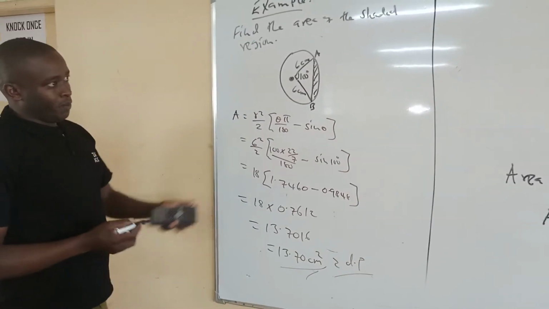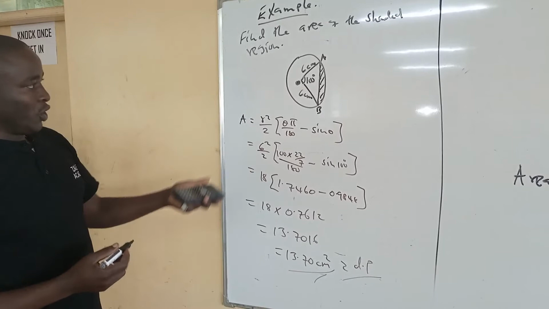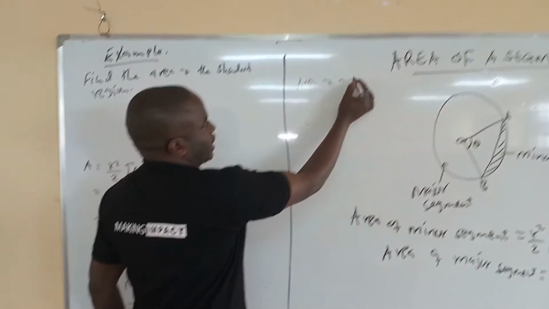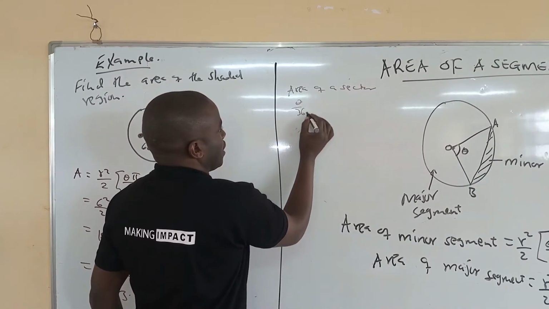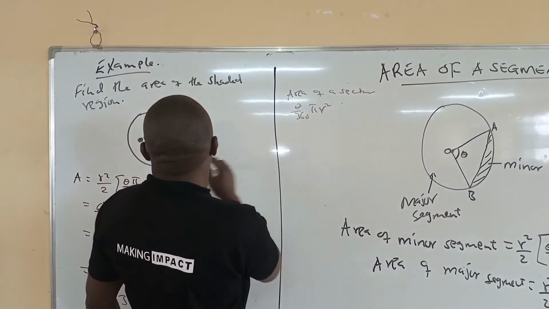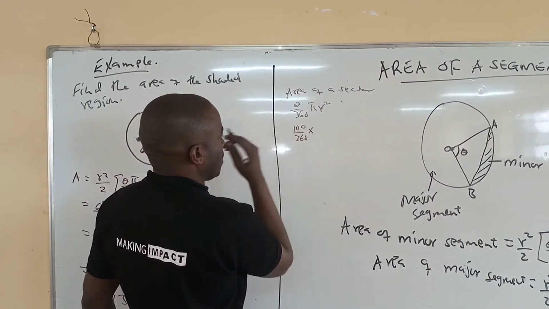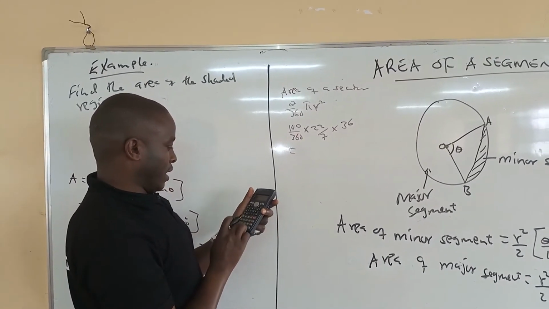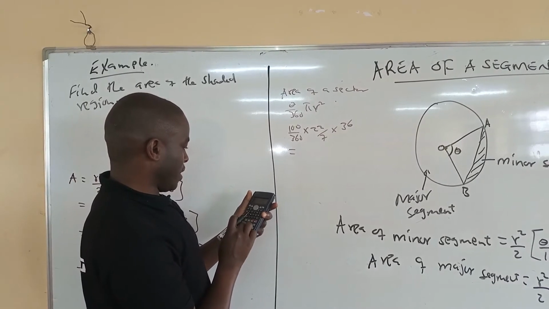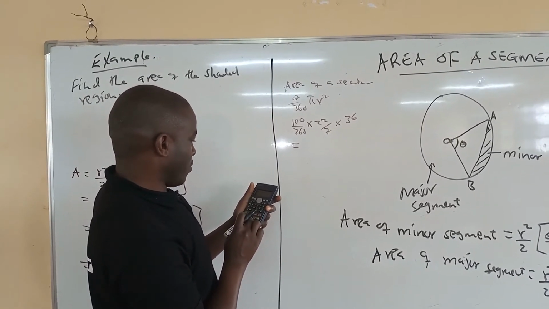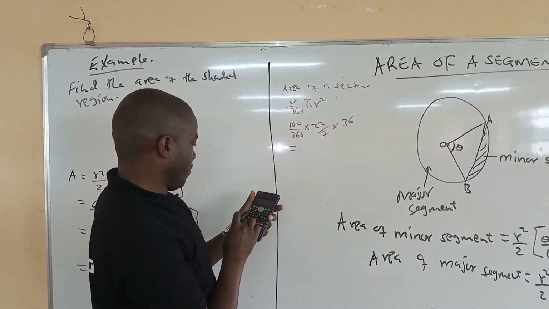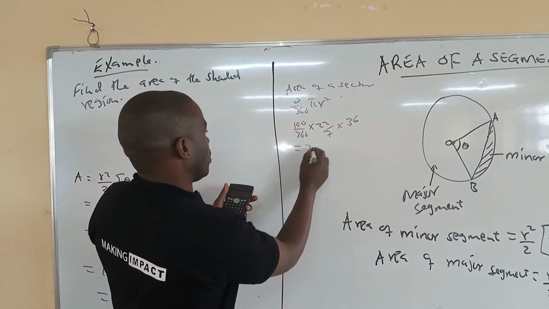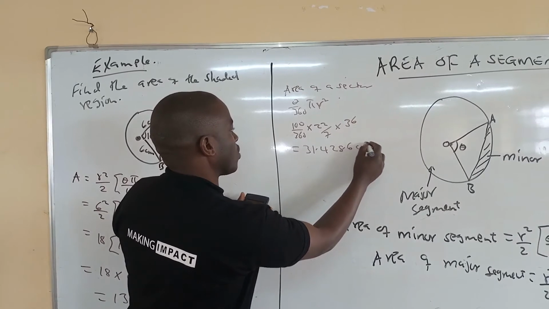Now, if we do the same question by using the other method that we are used to, that is finding the area of the sector. We know the area of a sector is theta all over 360 pi r squared, and therefore our theta is 100 all over 360 times 22 over 7 times 6 squared, which is 36. If you multiply all of this using your calculator, you get 31.4286 centimeters squared.